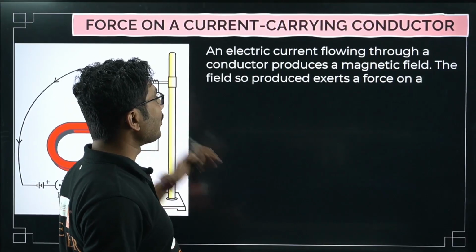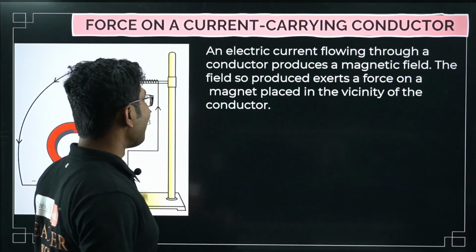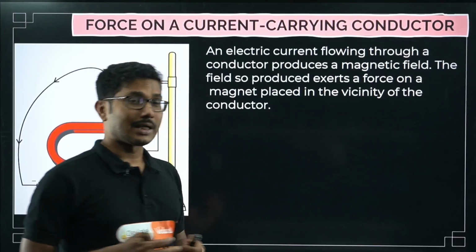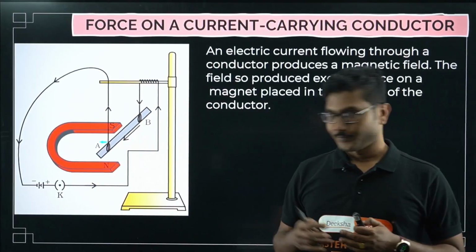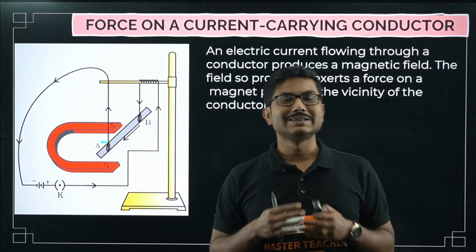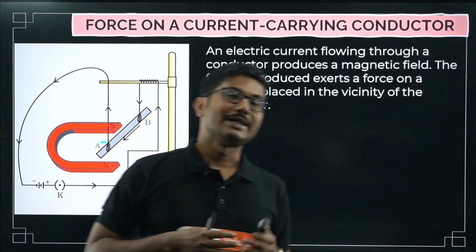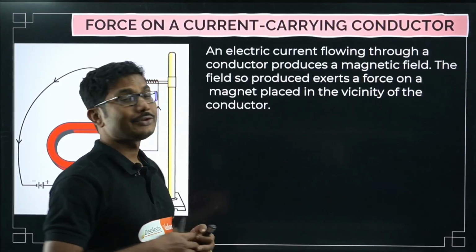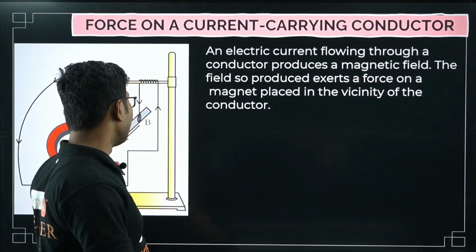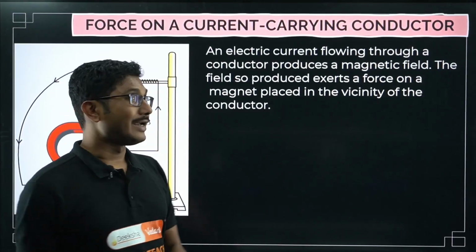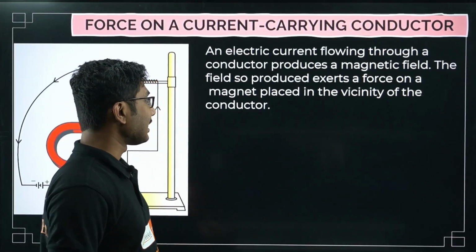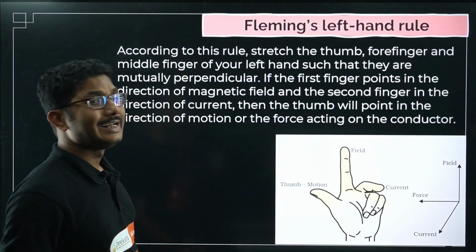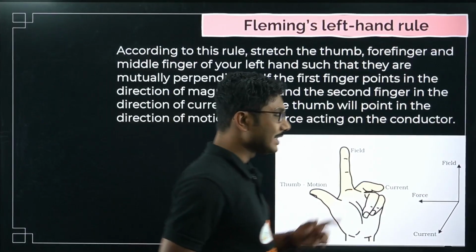The field so produced exerts force on a magnet placed in the vicinity of the conductor. So basically, two magnetic fields interact with each other, so they either repel or attract. So there is a force acting between a current carrying conductor and a magnetic field. To find the direction of force on the conductor, we do not need exactly the direction of the magnetic field, we just need a law.